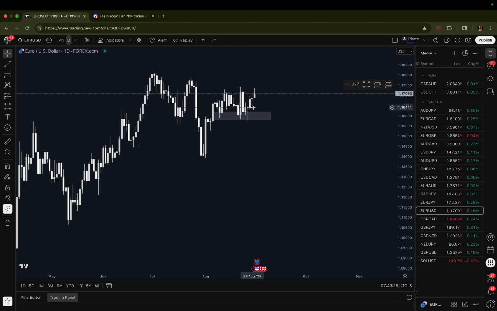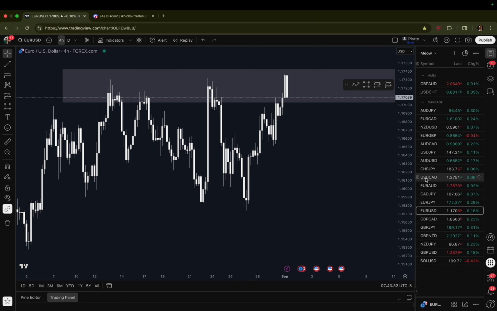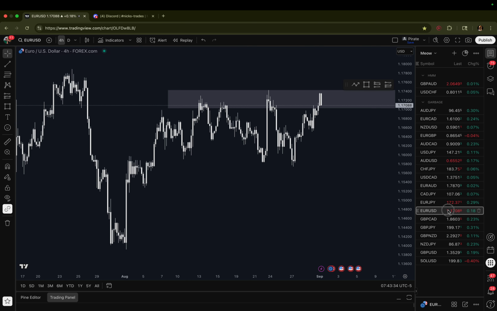Euro USD, it's kind of too rangy. It's patching sideways. We are here at a resistance zone, which, temporarily, you know what? I'm probably going to call this trade out.